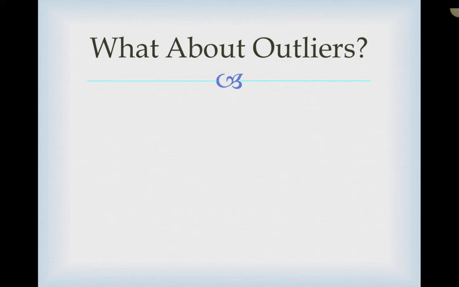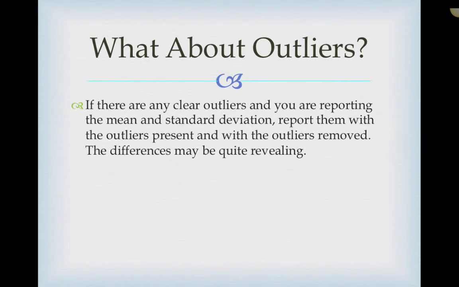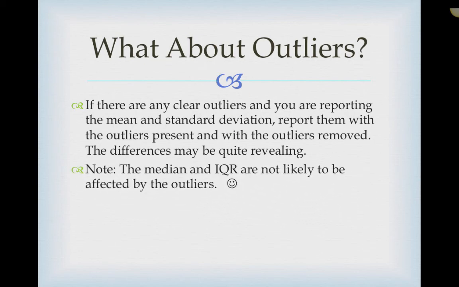When we are talking about outliers, I know I've already said this, but it is important that when you are giving the mean and standard deviation and there are outliers present, you need to give the mean and standard deviation both with and without the outlier. With the median and IQR, they are not affected by extreme values, so you don't have to report them twice, you only have to do it the one time.